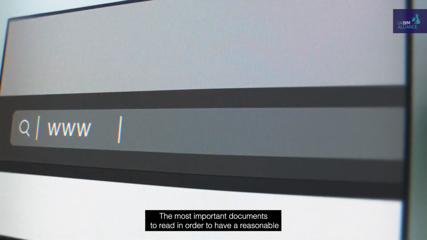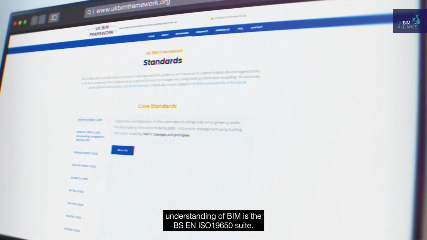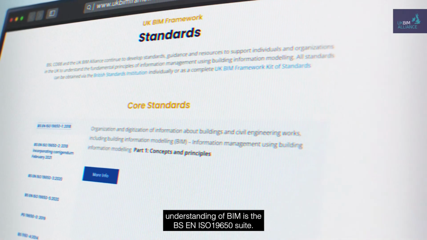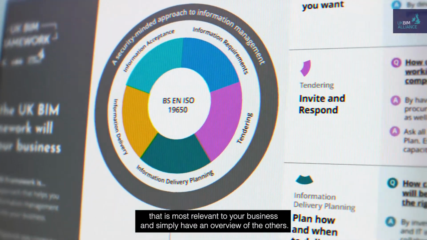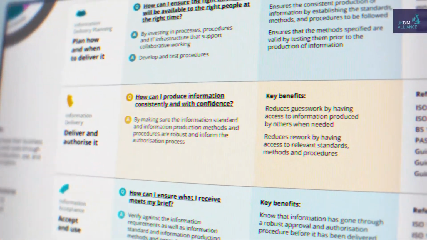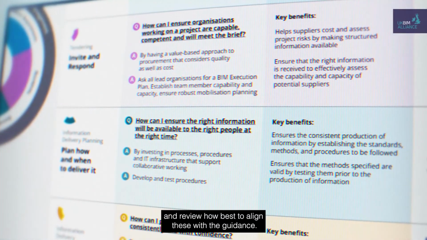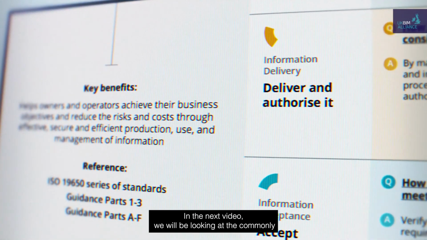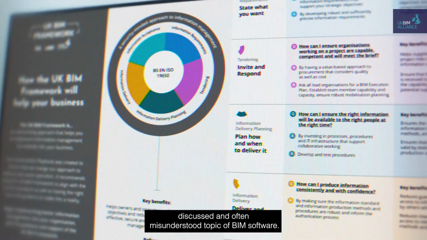The most important documents to read in order to have a reasonable understanding of BIM is the BS-EN ISO 19650 suite. Start by reading the document that is most relevant to your business and simply have an overview of the others. Once you have a basic understanding, look at your current processes and review how best to align these with the guidance. In the next video, we will be looking at the commonly discussed and often misunderstood topic of BIM software.